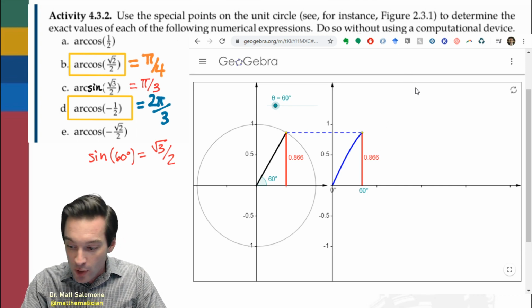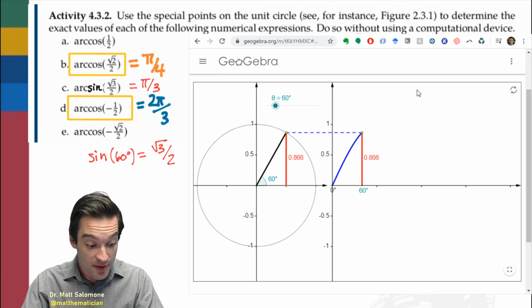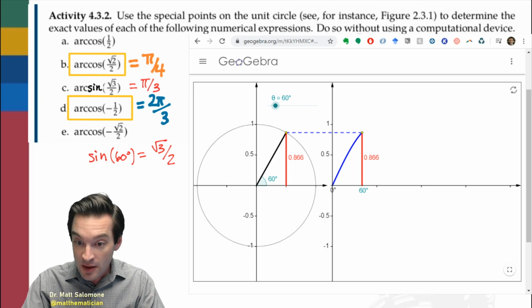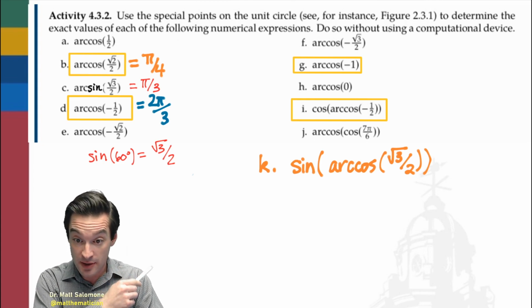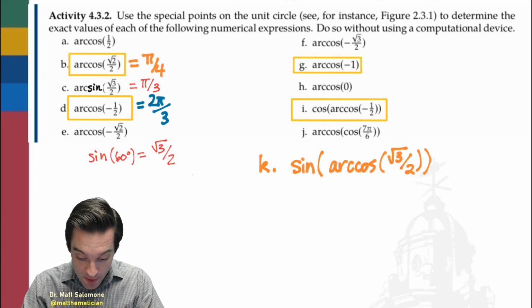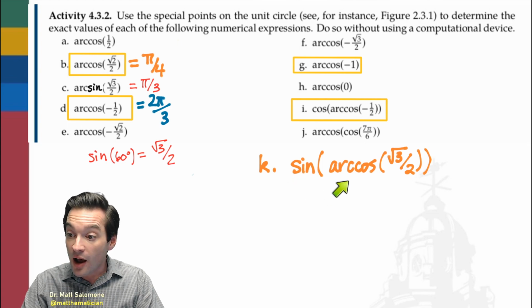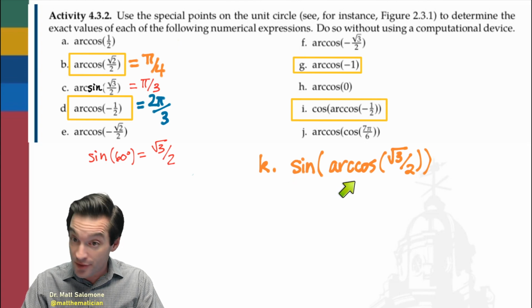I want to do one more quick example before we wrap up this portion of what we're doing, and we'll wrap up our session for the day. And the last example that I want to tackle is kind of a compound example. It's the one that I wrote down here, this part K. Suppose we're asking for the sine of the arc cosine of the square root of 3 over 2.